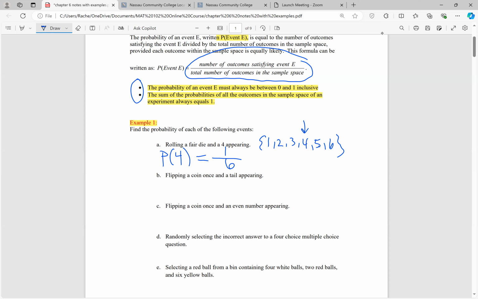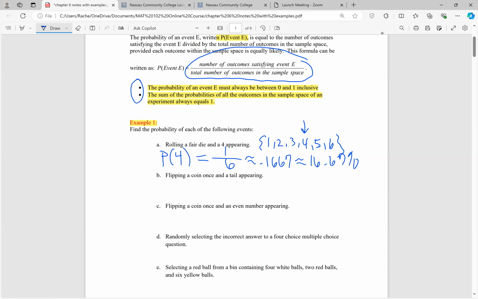And we could divide that out. If we divide out 1 by 6, we're going to get 0.1666667. So this is about 0.1667, which, if we wanted to write that as a percent, is 16.67%. So those are the 3 different ways that we could write a probability answer.